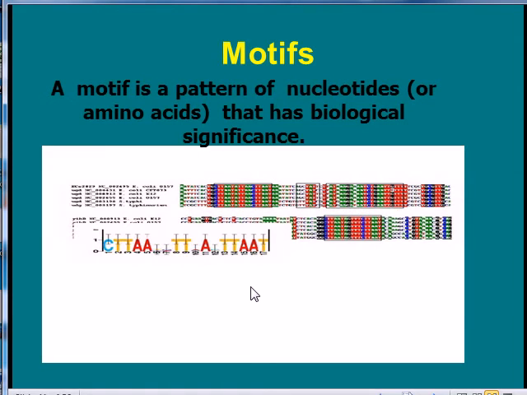A motif. This vocabulary word is a pattern of nucleotides that has biological significance. It doesn't have to be long, but if you look over here, you could say, all those red nucleotides in these organisms are the same, right through here, here, here. You can see some of the patterns. So a motif is a biological area of interest. It has some kind of biological significance.